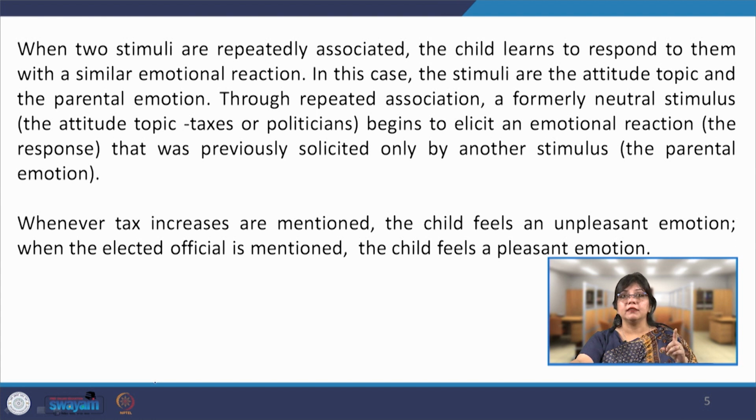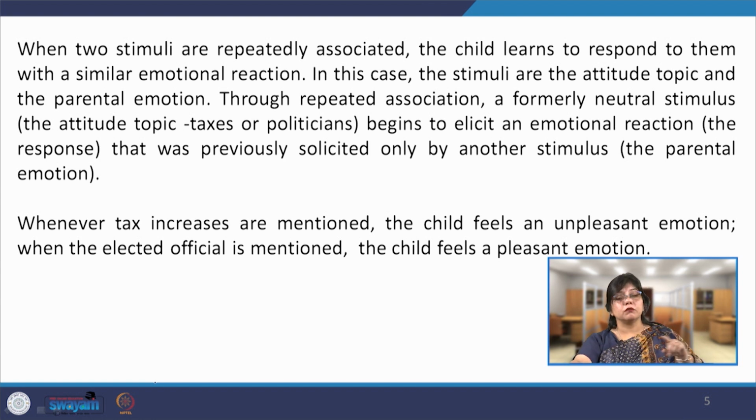The topic is tax increment, and the parent's emotion is a non-verbal behavior. When associated, the child also responds in a similar fashion. That means those situations evoke a similar response in the child itself. It is a learning basically. Through repeated association, a formerly neutral stimulus, that is the tax or politician, begins to elicit an emotional reaction that was previously elicited only by another stimulus, that is the parental emotion.